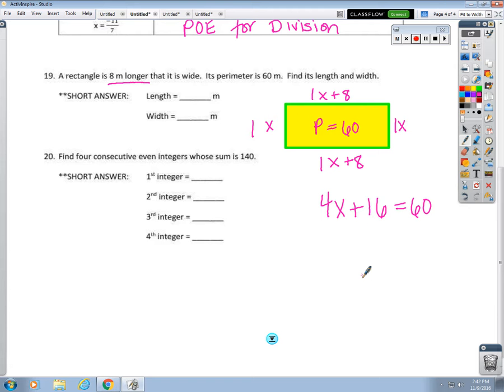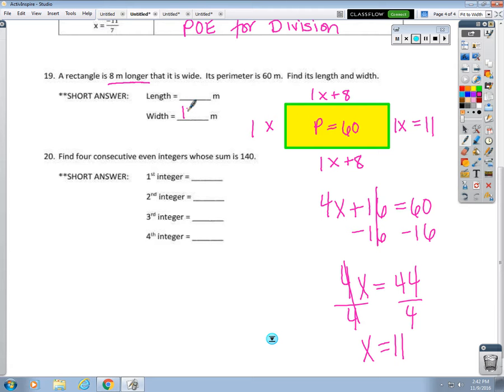So now to solve, what do I do? Subtract 16 on both sides. Stay focused. So 4x equals what? And now to solve for x, property of equality for division. So x equals, so x is your width, right? So your width is 11, which would make your length 19, because 8 more than that. Now you could always check it by checking that 19 plus 19 plus 11 plus 11 is indeed 60. Okay? Any questions?